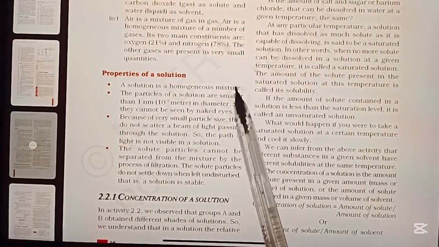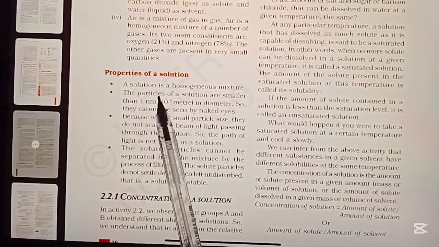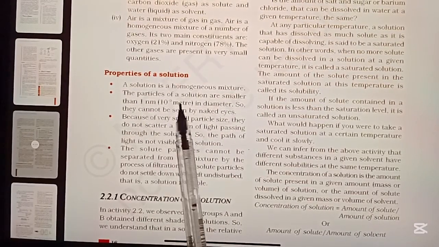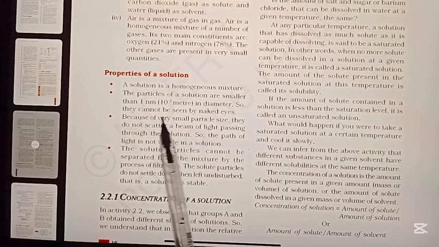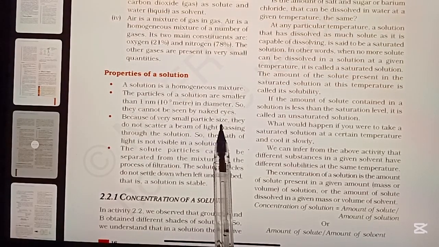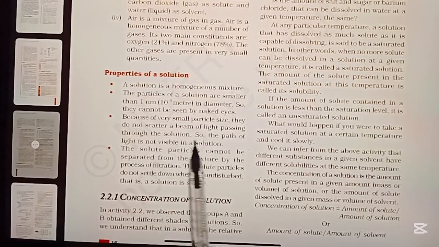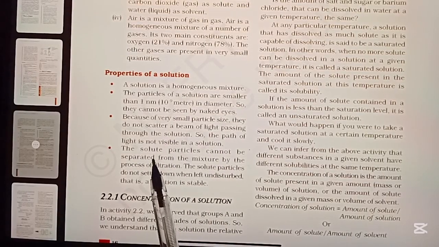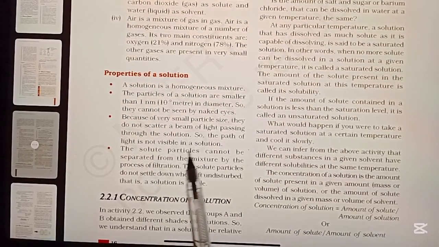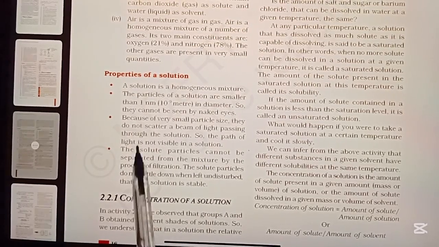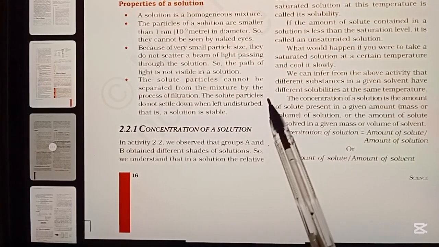Next is the properties of a solution. This is also important. So a solution is always a homogeneous mixture. The particles of a solution are smaller than 1 nanometer in diameter and they cannot be seen by the naked eyes. Because of its very small particle size, they do not scatter a beam of light passing through the solution. So the path of the light is not visible in a solution. Solute particles cannot be separated from the mixture by the process of filtration. These are important points.